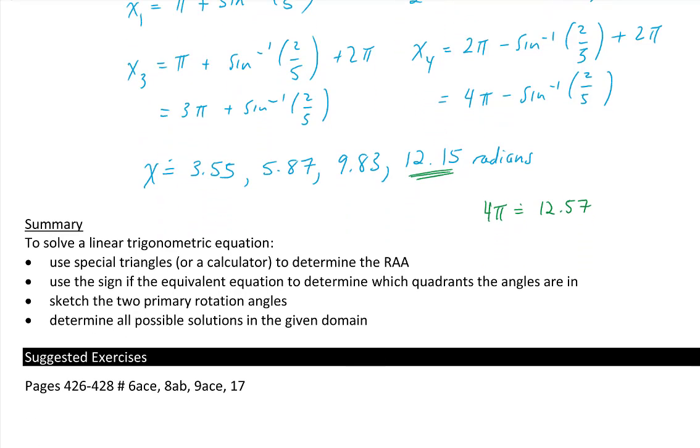So here's a summary of how to solve a linear trigonometric equation. First of all is to isolate for your equation, and once you've done that, use a special triangle or calculator to determine your related acute angle. Use the sign of that equivalent equation to determine which quadrants the angles are in. Sketch your two primary angles, and then determine all your possible solutions in a given domain. Follow those steps and you should be able to determine all the solutions for the equation.